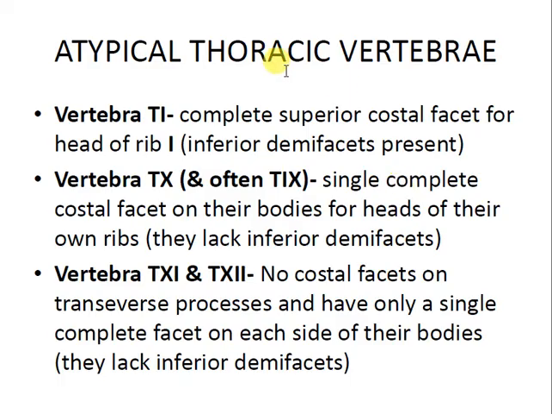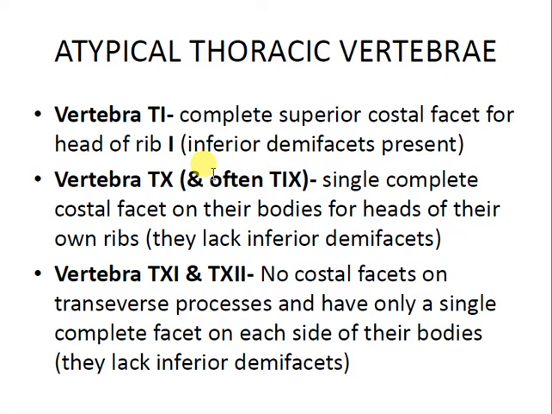Let's move forward. Also, we have the atypical thoracic vertebrae. In the atypical, vertebra number one has a complete superior costal facet for the head of rib number one. The inferior demifacet is present, so it has a complete superior facet and an inferior demifacet. Vertebra number 10, often T9.